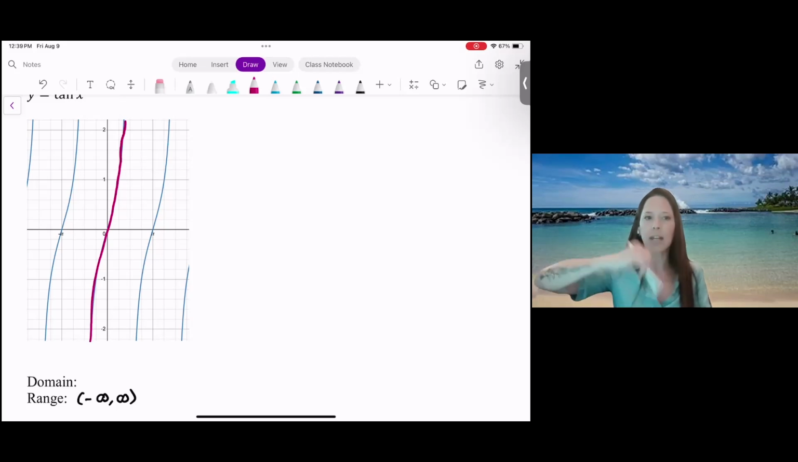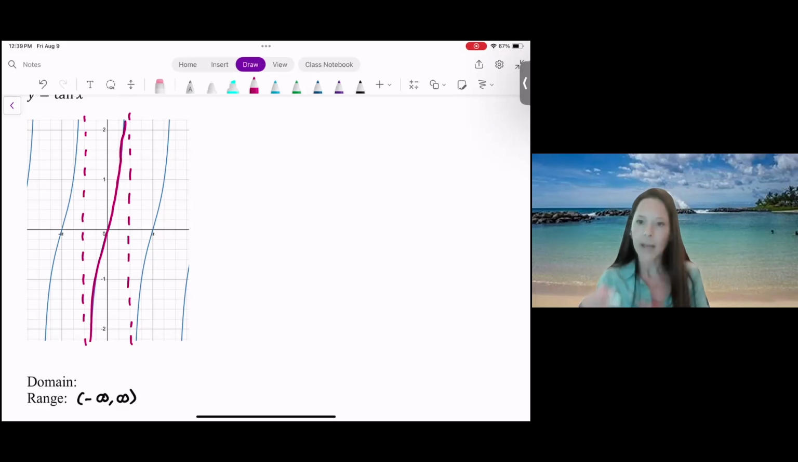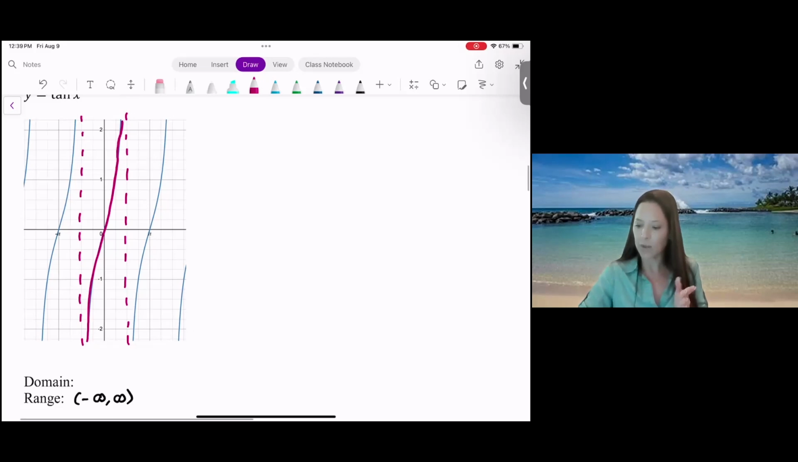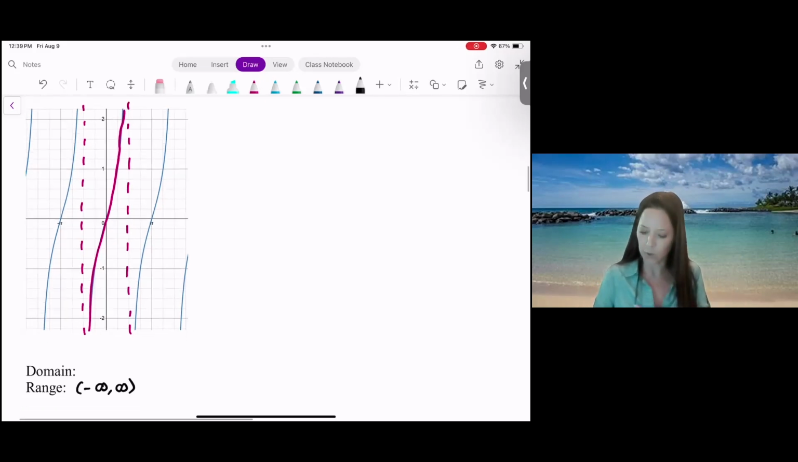And tangent has those vertical asymptotes and it repeats every pi. So that asymptote repeats at negative pi over 2, pi over 2, 3 pi over 2, and so on. So I'm going to restrict the domain to where those asymptotes are. But because I'm approaching infinity and -infinity, but I'm not actually taking on that value, and I have asymptotes, my domain is going to be from negative pi over 2 to pi over 2, but I'm not going to include those values.